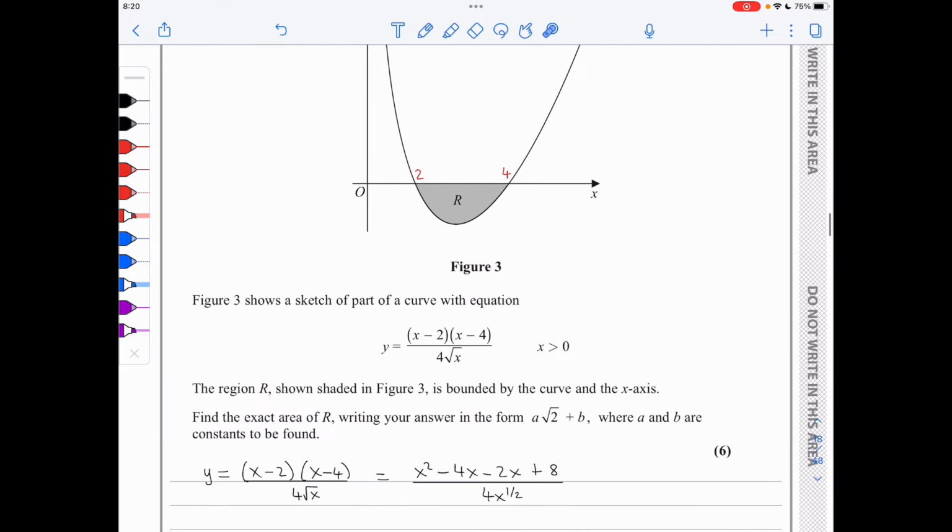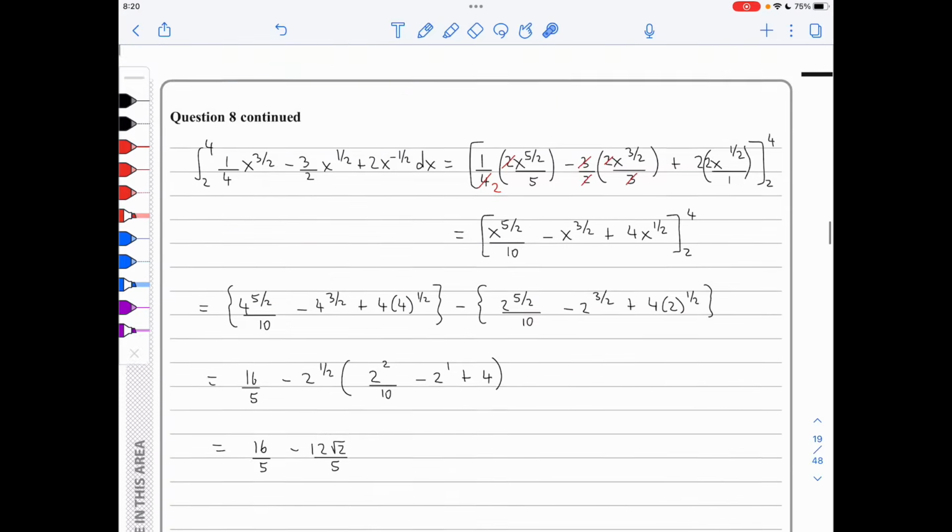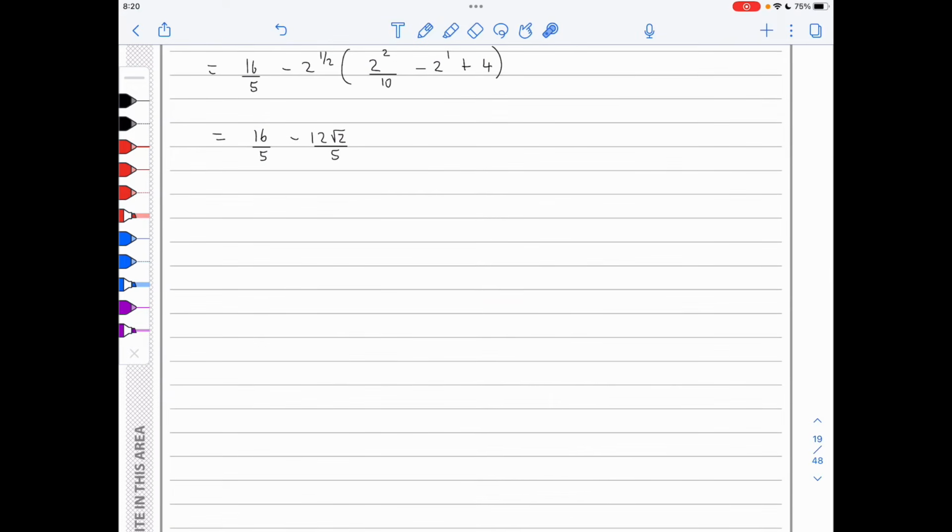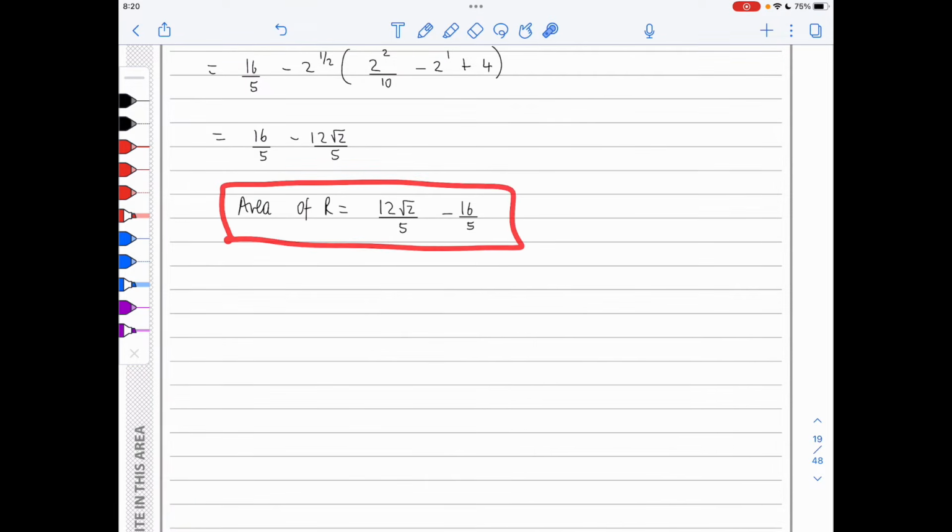However, we know that area is always measured in a positive sense, so I need to make sure that I'm reporting a positive value. So the area of R will be 12 root 2 over 5 minus 16 over 5. In other words, I took the negative of the answer I just obtained from the integral to make sure that I'm reporting a value for area which is positive.